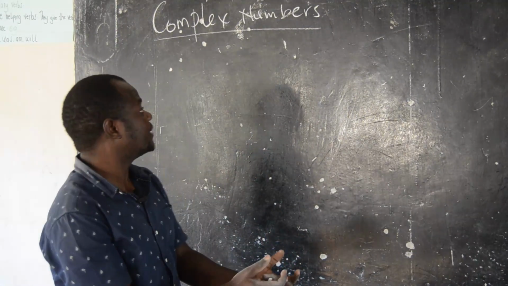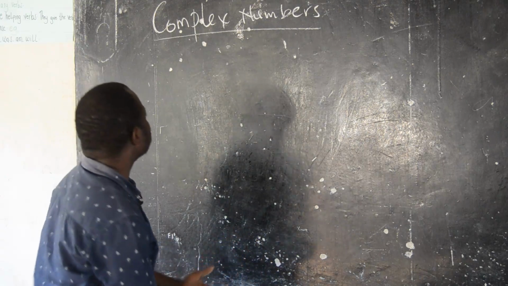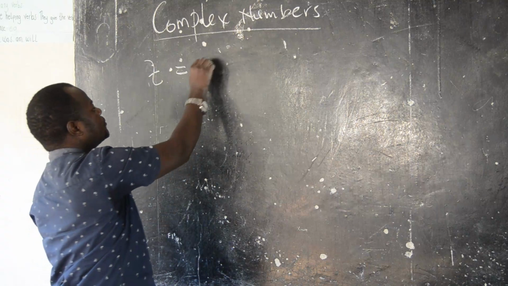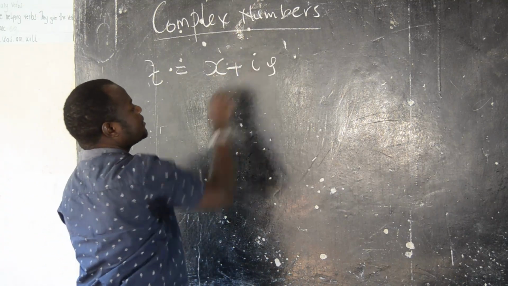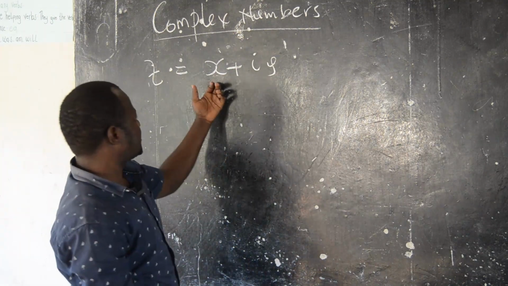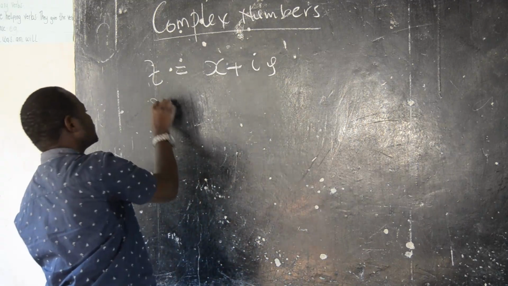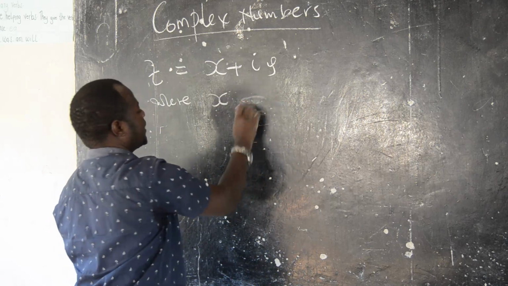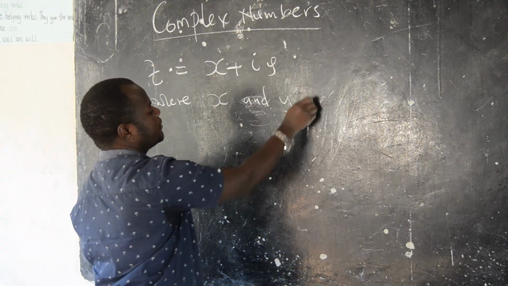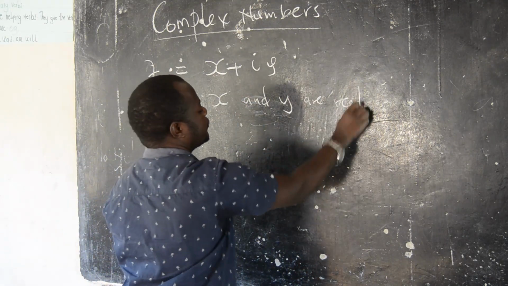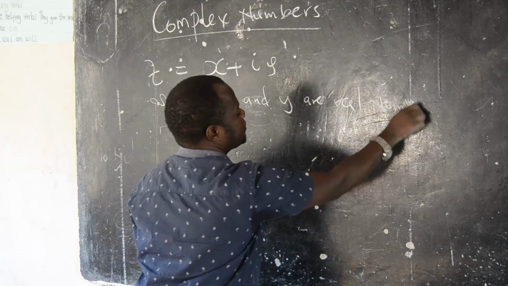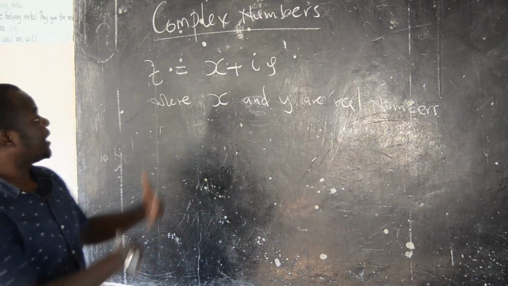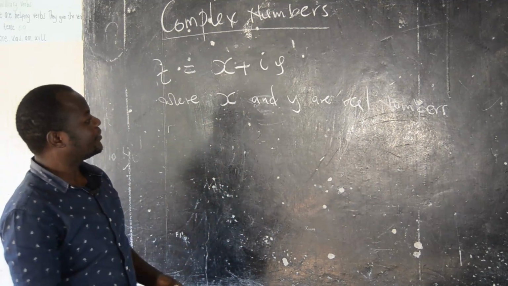It is a set of numbers which can be written in the form z is equal to x plus iy, where x and y are real numbers. They can be fractions, they can be decimals, so they are real numbers.